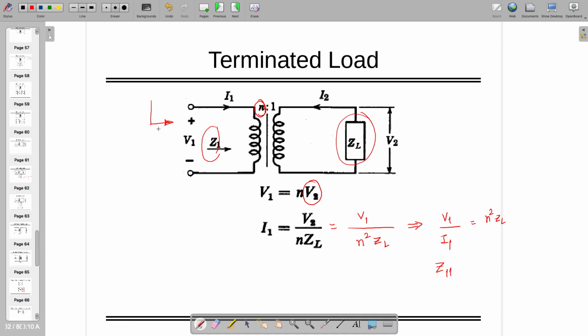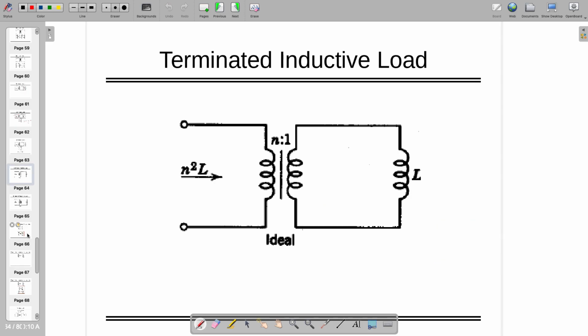So that will be the input impedance. Without applying Thevenin theorem or other theorem, you can directly find this out. If I am terminating the output terminal with an inductor, then when I look into the input, I am going to see n square ZL, where ZL is nothing but L, right?